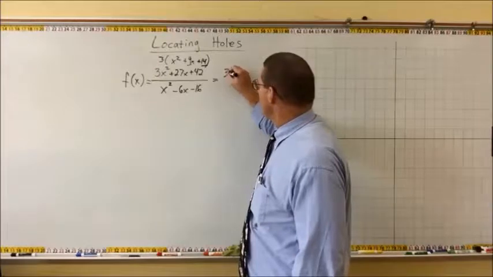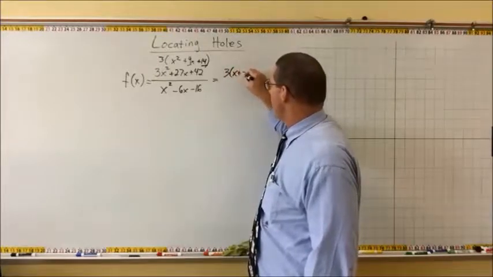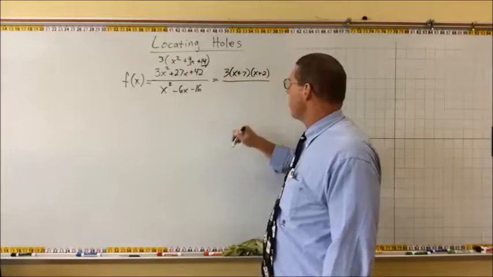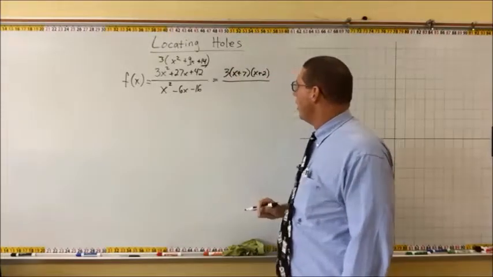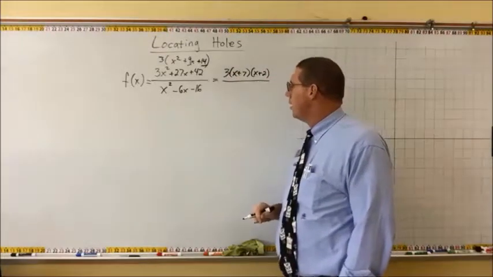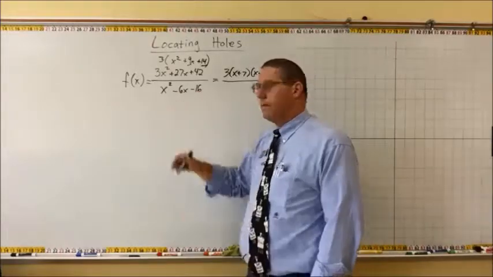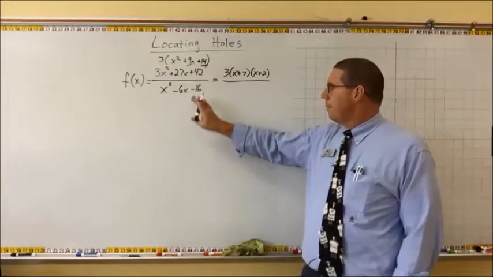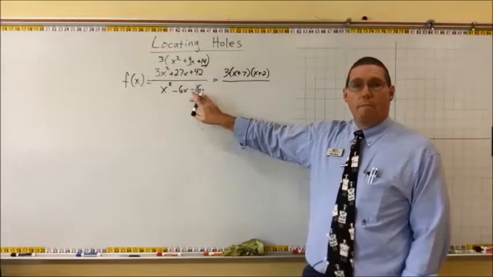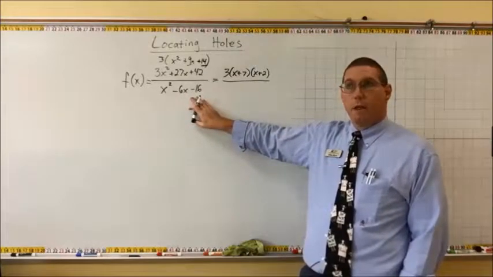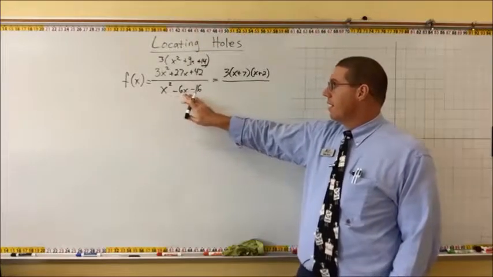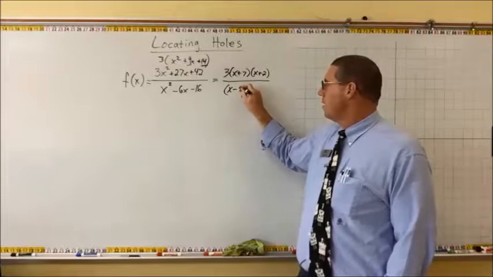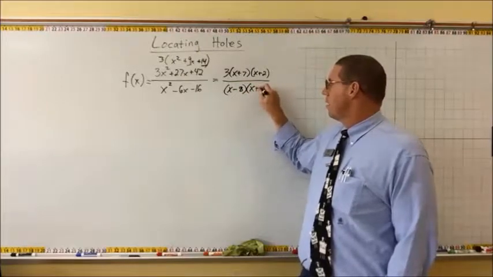So this is going to be 3 times (x plus 7) times (x plus 2) over two numbers that multiply to negative 16, but they add up to negative 6. So what multiplies to negative 16? How about negative 8 and positive 2? Because negative 8 plus 2 is negative 6, and negative 8 times 2 is negative 16. So it's going to be (x minus 8) times (x plus 2).